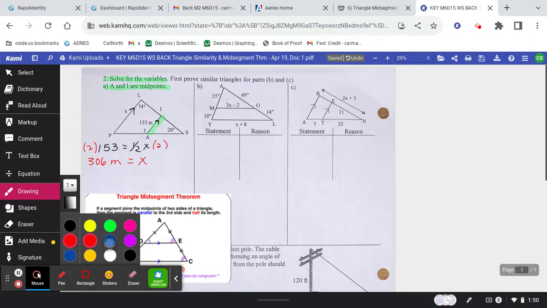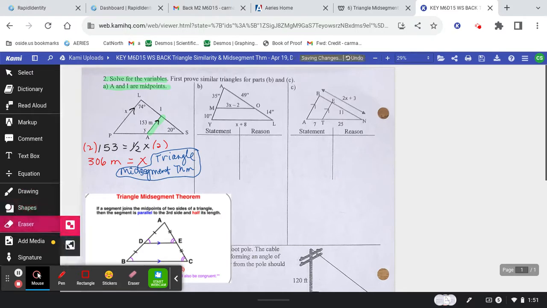What would we write as the reason for that? We would write triangle mid-segment theorem. So is that something you remember or something we need to practice? Okay, that's for the x. Now let's do the y.